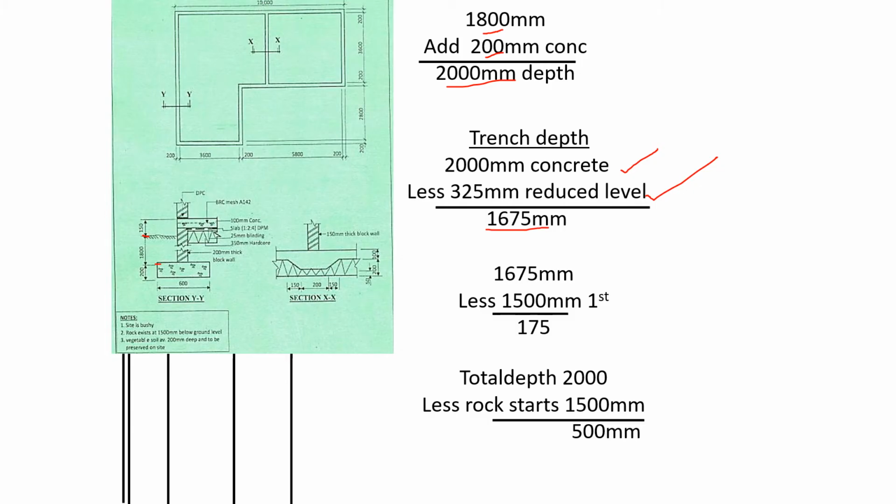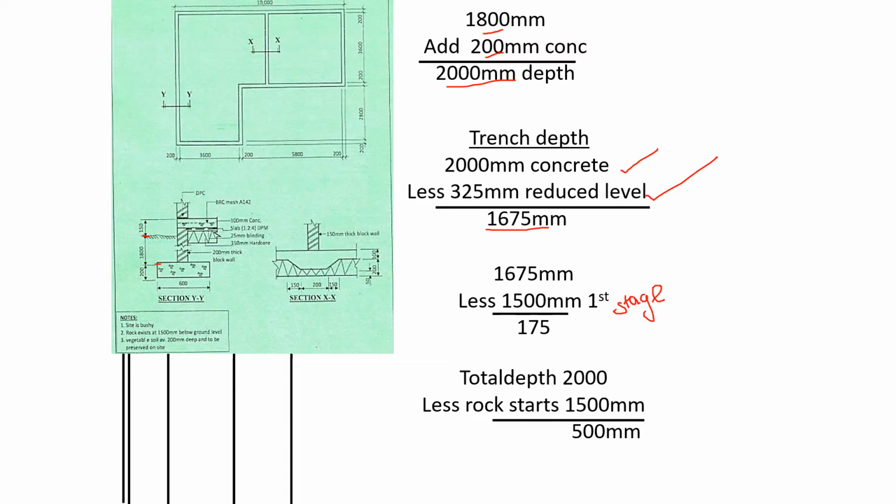For the first stage, we usually excavate in stages of 1.5 meters. So 1675 less 1500 millimeters, we shall excavate in two stages, one 1500 millimeters deep, the other 175 millimeters deep. So the total depth that we need to excavate for the trench, one is 1500 millimeters deep and the second stage is 175 millimeters deep.